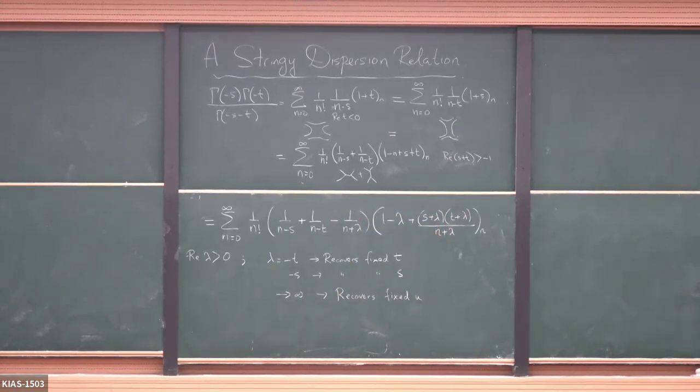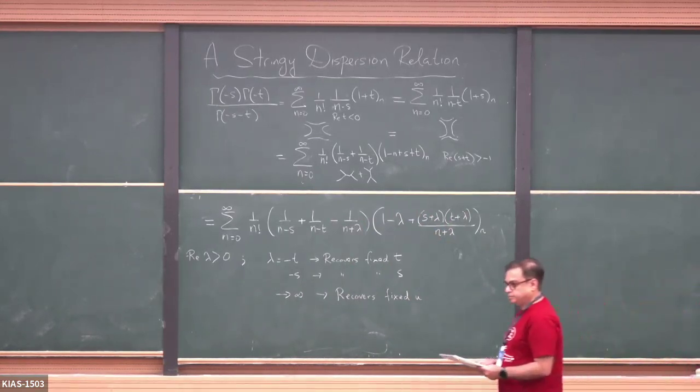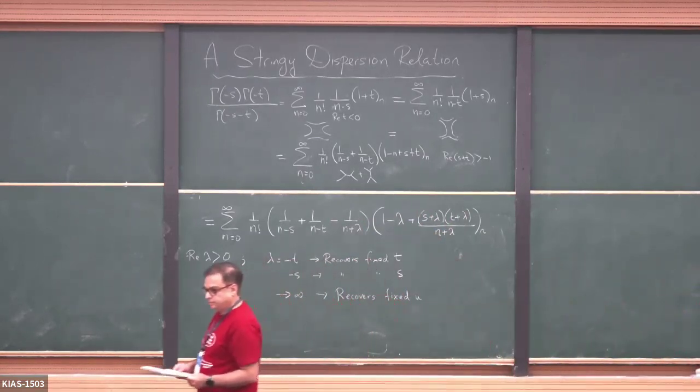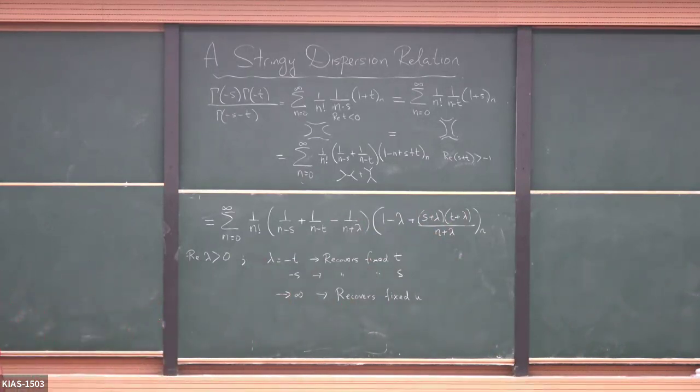Any questions? This lambda has to be bigger than 0, apart from that, that's the only condition. Yes. So s and t can be whatever, whatever you want.